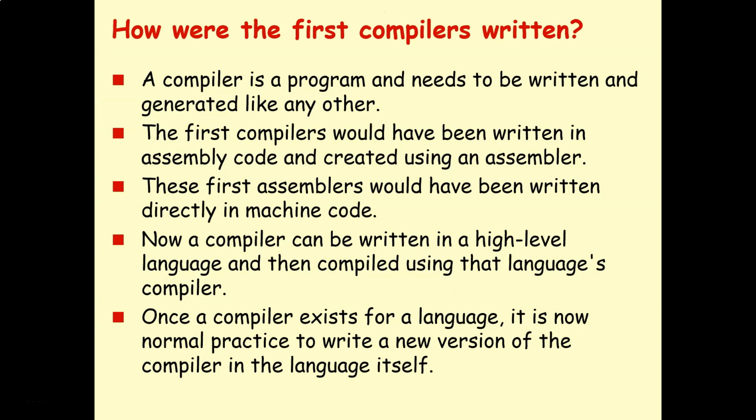A question I often get asked by students is, how were the first compilers written? Well, a compiler is a program. It needs to be written and generated like any other. The first compilers would have been written in assembly code and then created using an assembler. These first assemblers, if we take another step back, would have been written originally directly in machine code. Nowadays, a compiler can be written in any high-level language and then compiled using that language's compiler. Once a compiler exists for a language, it is now normal practice to write a new version of the compiler in that language itself. Hope that's clear.